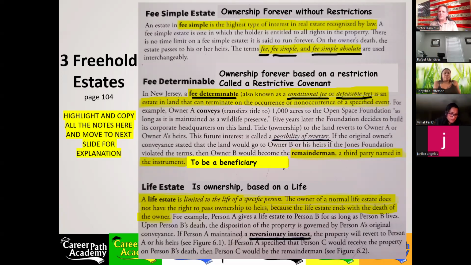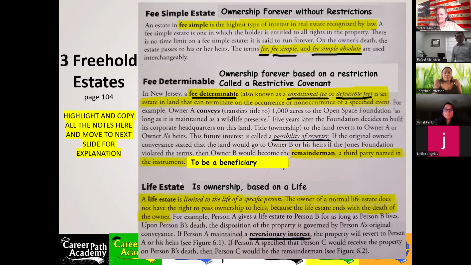That someone else would be called a remainder man. So a remainder man is a third party named in the instrument. Instrument's just a fancy word for document. It's a third party named in an instrument to be a beneficiary in the event that you violate the terms of the sale. Instead of it going back to me, it would go to that other person. Got it.